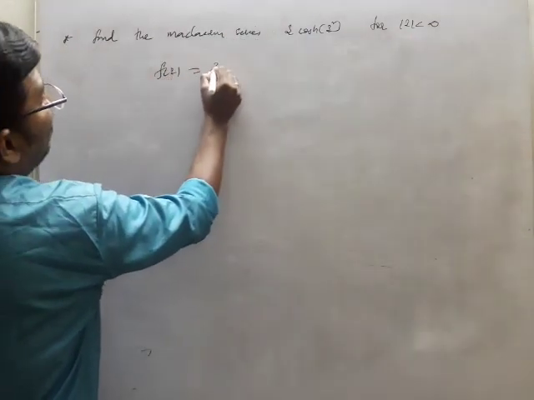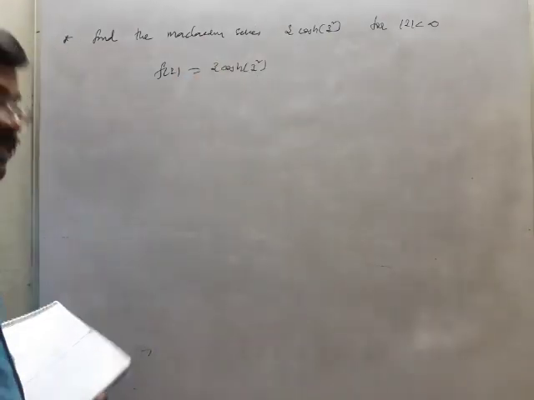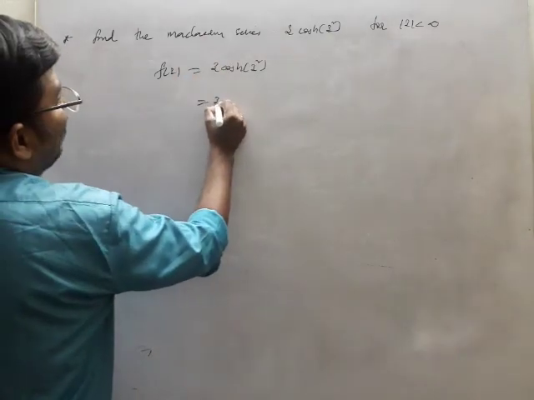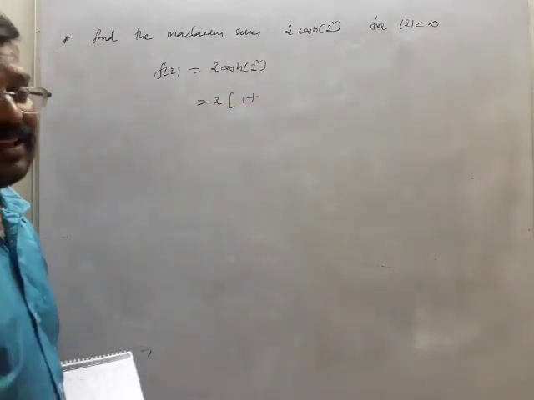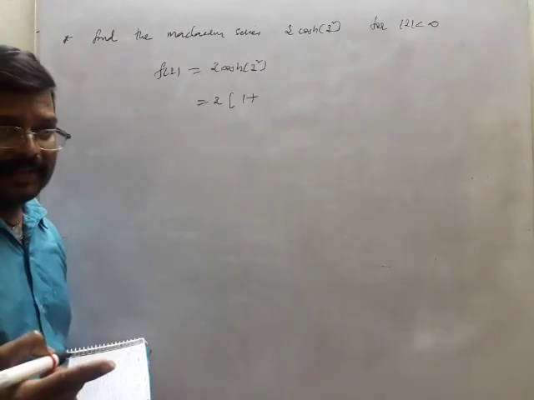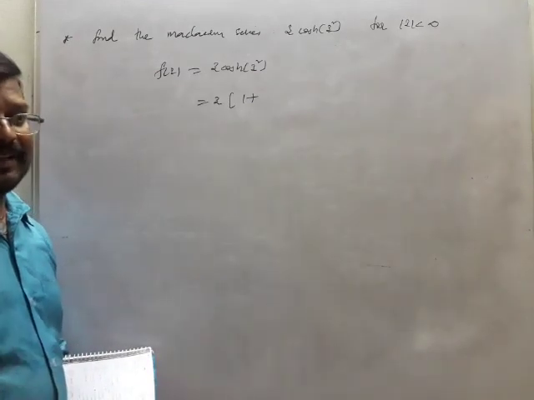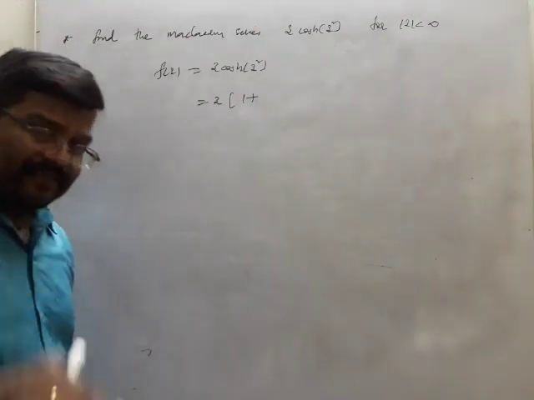f(z) = z cosh(z²) is given. So this is z into (1 + ...). This is cosh z; sinh z is z + z³/3! + z⁵/5! and so on.